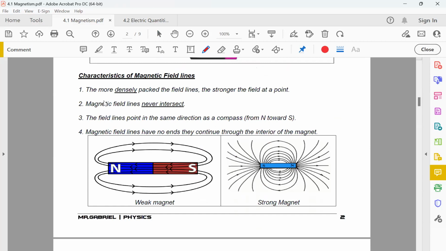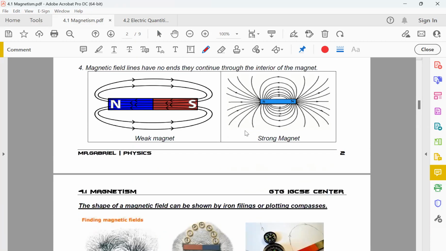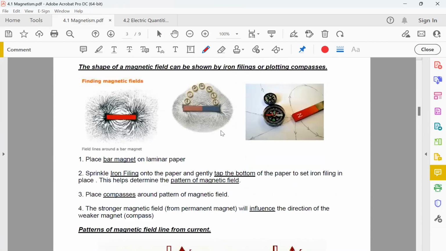And after that, we also talked about the characteristics of the magnetic field. Key word here is that the weaker magnets have less magnetic field and the stronger magnets have denser magnetic fields. And we also talked about magnetic field lines never ever intersecting each other. Very, very important, right?